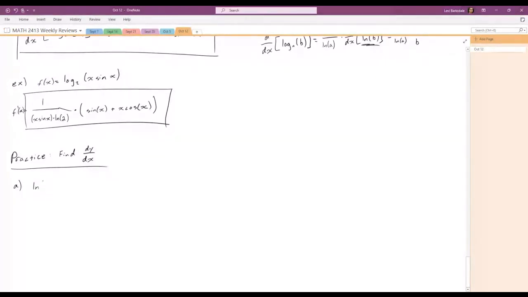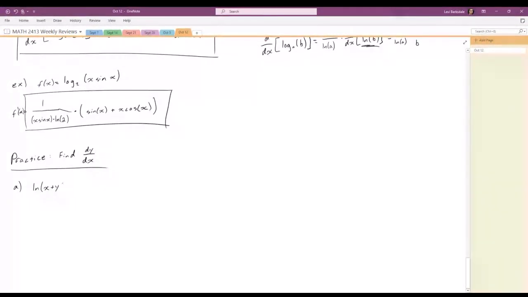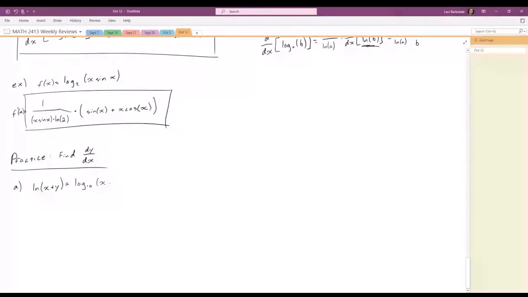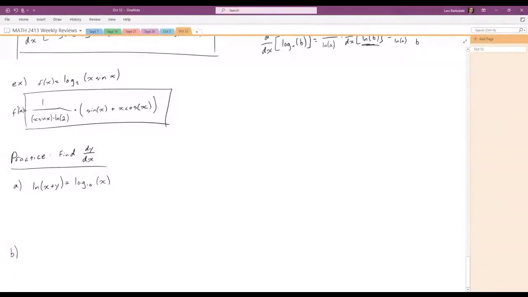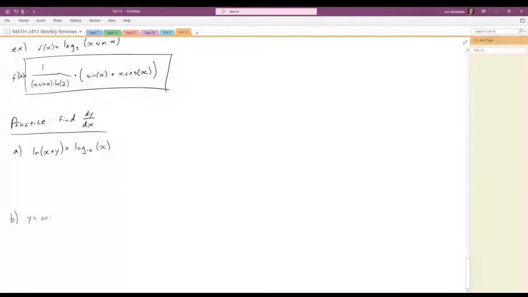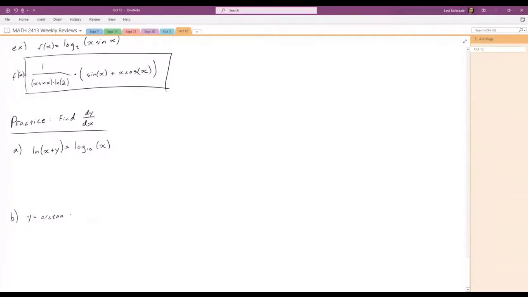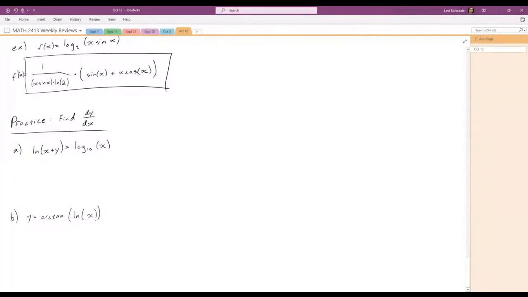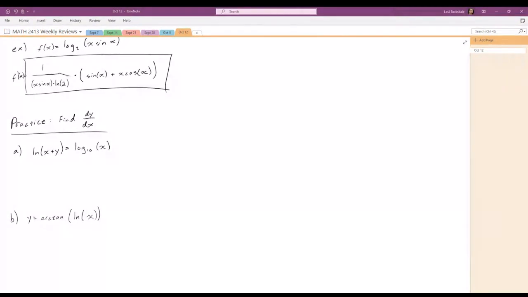And I'm going to keep making you do implicit differentiation, because I am rude like that. Second one is just normal though.